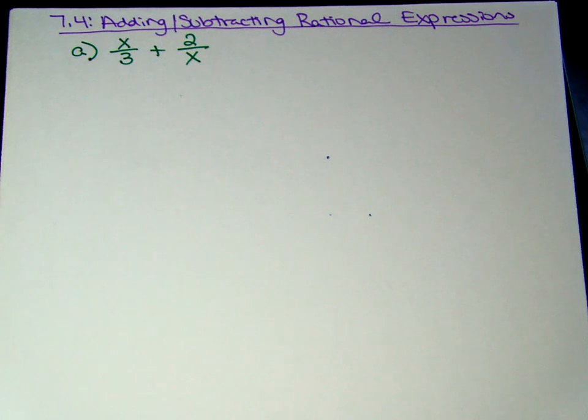In 7.3 we did some adding and subtracting of rational expressions, but only when they had common denominators. Then we spent the rest of the class finding common denominators. So really we were doing the steps necessary for tackling the problems we're going to see today. Today we are going to add and subtract rational expressions when they don't have a common denominator, which means we have to utilize the information we learned in 7.3 in order to find those common denominators.